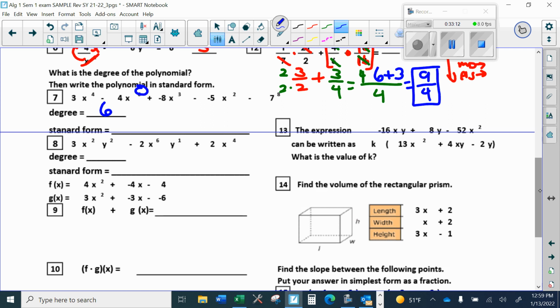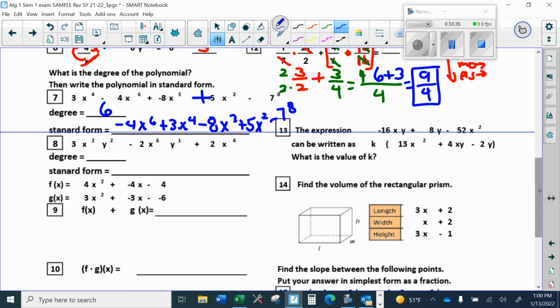Standard form is to write from the highest degree down. So I have to put it in the highest degree down. Negative 4x to the 6th. The next one down is 4th, so 3x to the 4th. The next one down is 3rd. Negative 8x cubed. Negative times negative is positive, so plus 5x squared. And lastly, the minus 7 to the 8th.